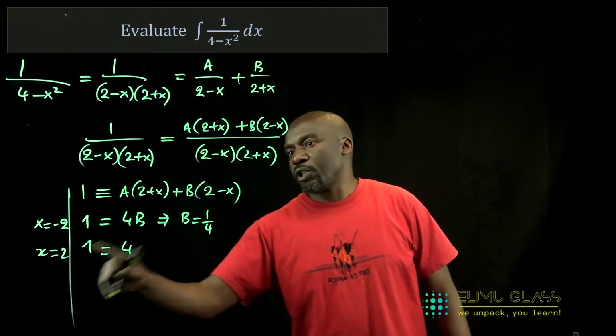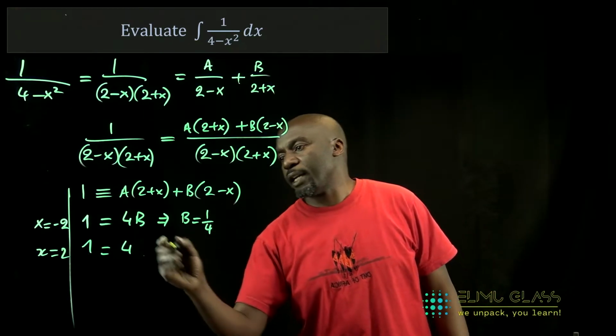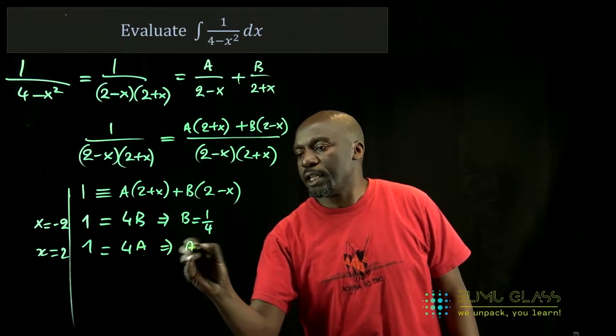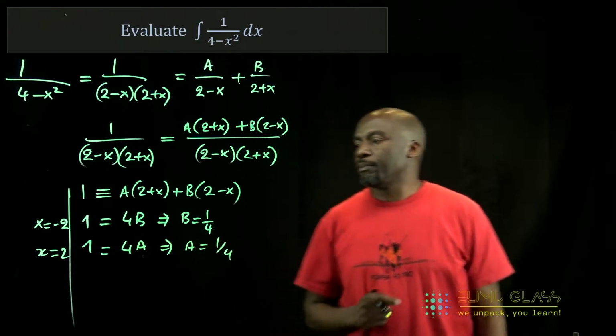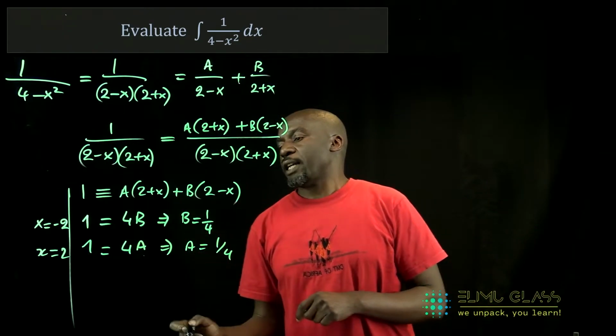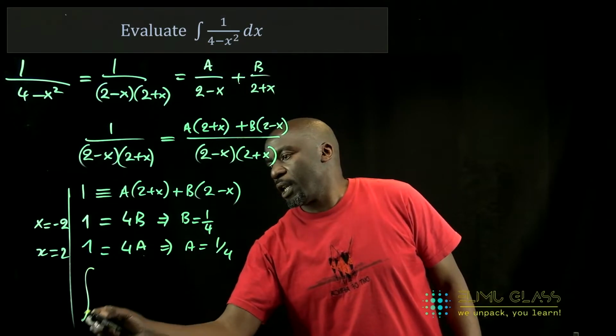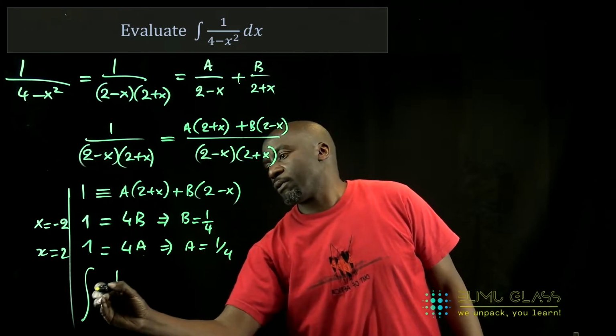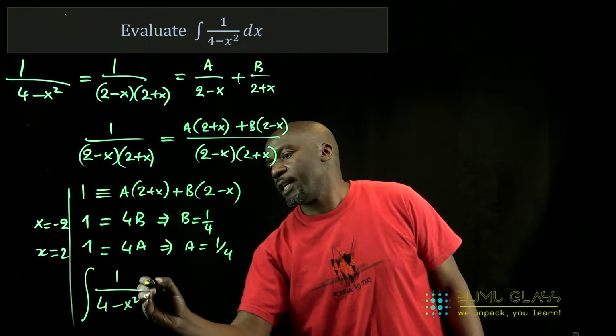B disappears because we put 2 there, so now 2 minus that, so this becomes 4a, and this therefore tells me that a is 1 over 4, like that. So now I know these values, so I can remove that, and now to determine my integral, I'm looking for the integral of 1 over 4x, 4 minus x squared dx.